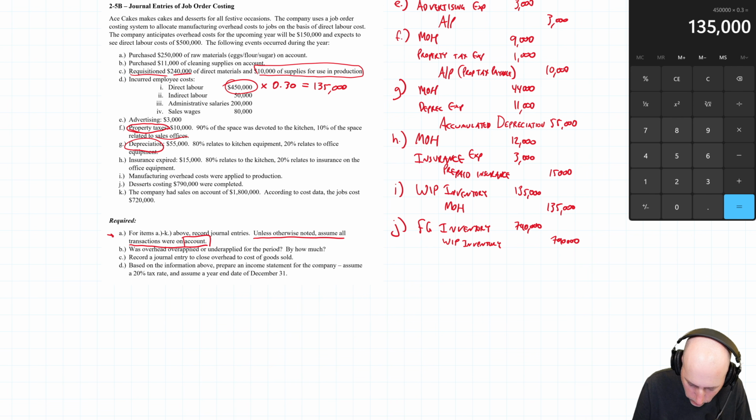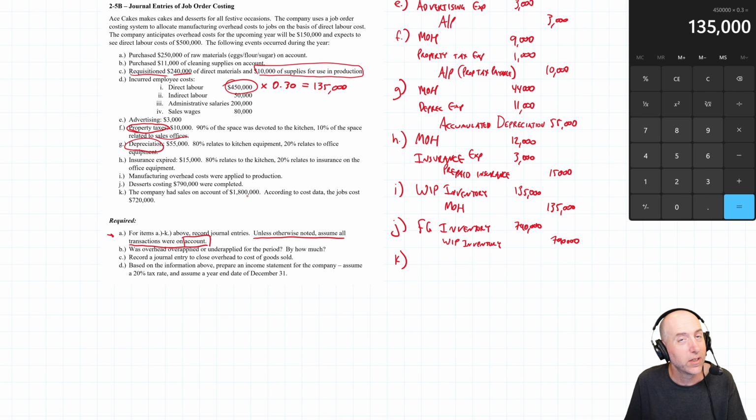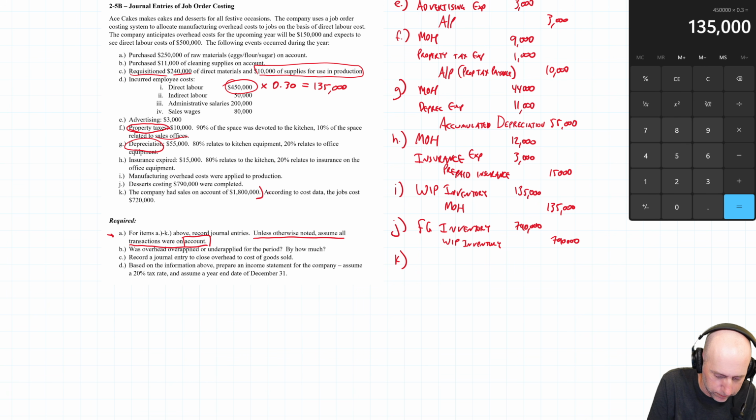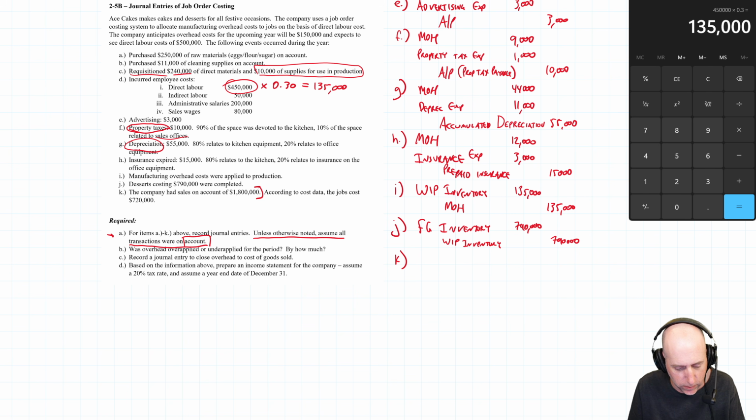On to the last one, on to K. K says the company had sales on account of $1.8 million. That is a big cake company. $1.8 million of sales. All right, first we can just stop there. There's a journal entry to be done. We had sales on account. If we had sales for cash, debit cash. We had sales on account, debit AR.